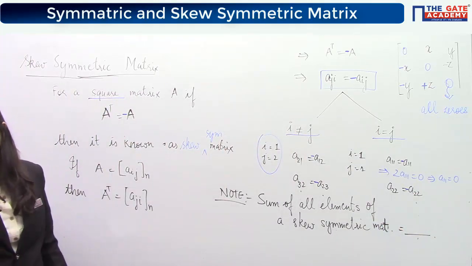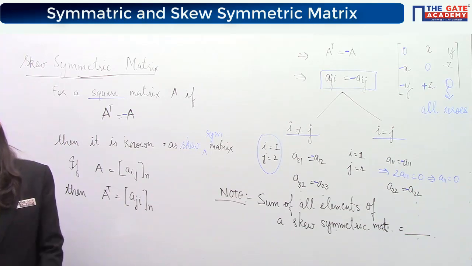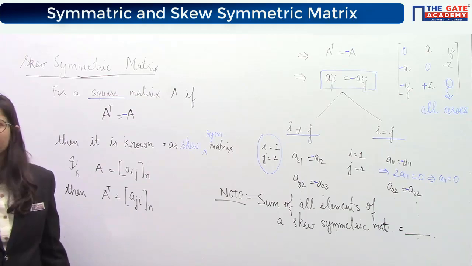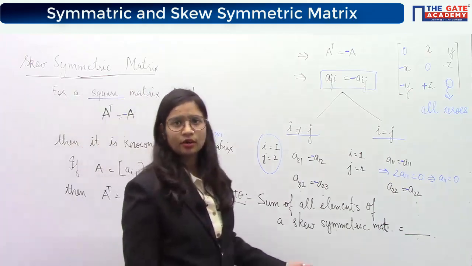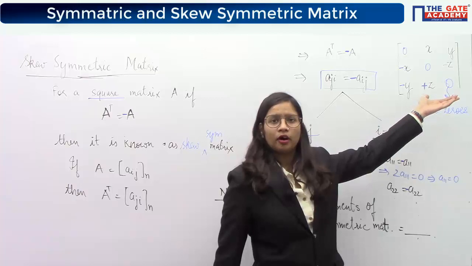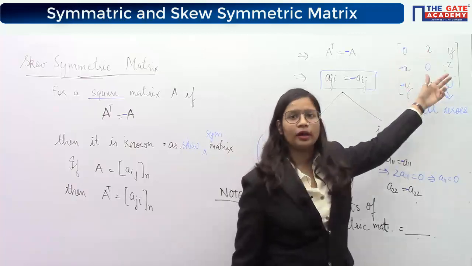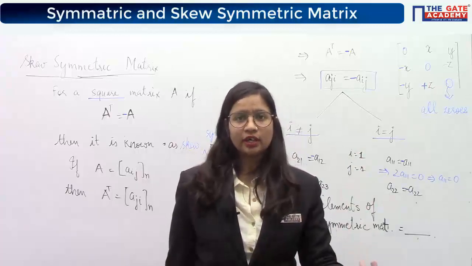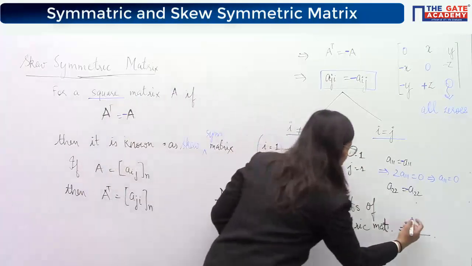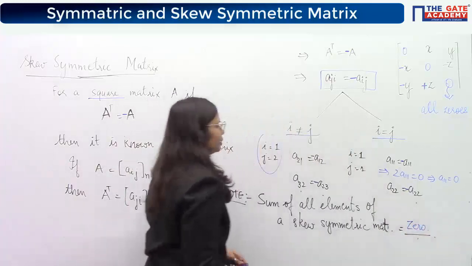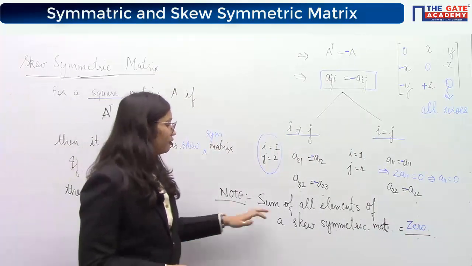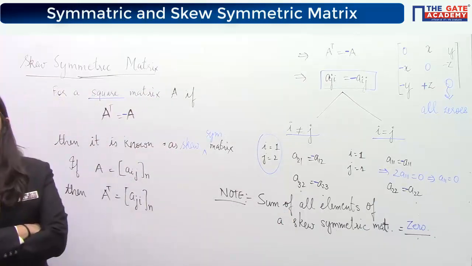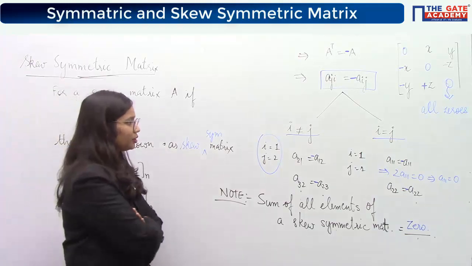Sum of all elements, not diagonal elements. Sum of all elements I am asking. Yes, definitely it will be 0 only. Why 0? See this matrix. If you sum them all up, x plus minus x is 0, y plus minus y is 0, z plus minus z is 0, and diagonal elements are again zeros only. So the sum will always be 0. Very important note: the sum of all elements of a skew symmetric matrix is always 0. Diagonal elements shall be 0.